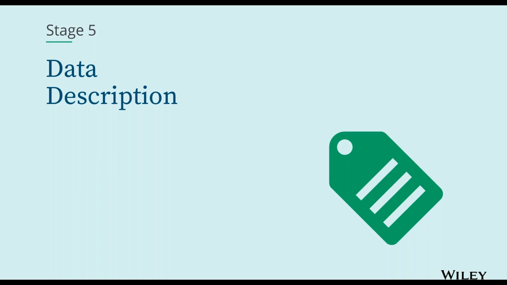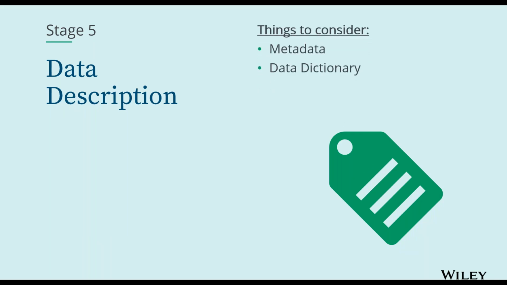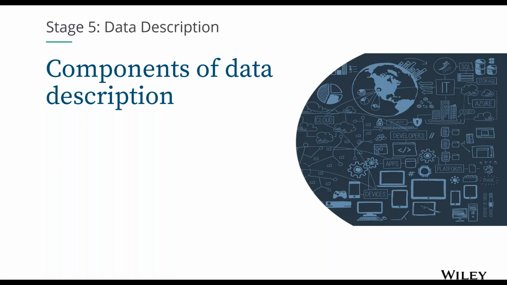So now let's go to data description. Some things you want to consider are the metadata and your data dictionary. So what are some components of data description? The data description describes the scientific context. Why was the data collected in the first place? What were your questions? What was the hypothesis?